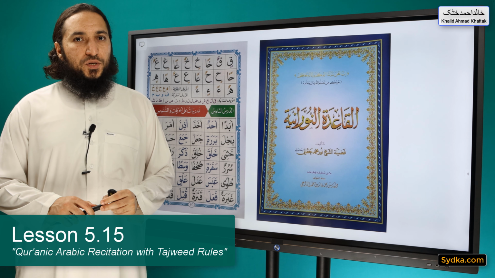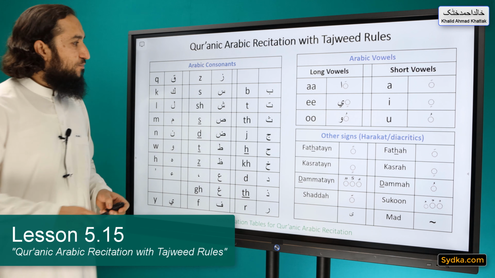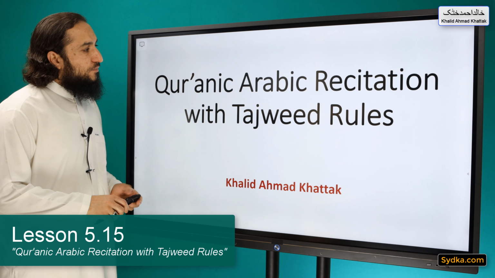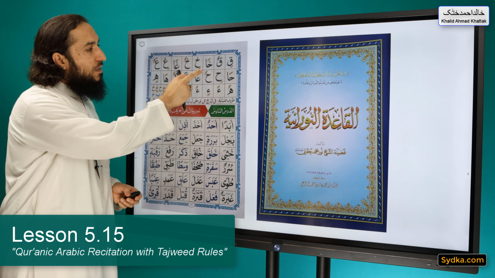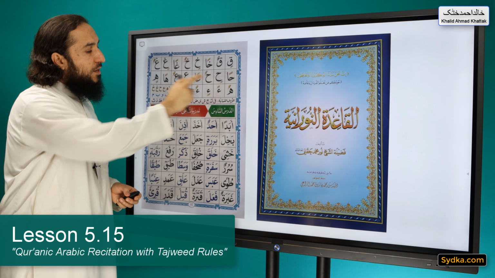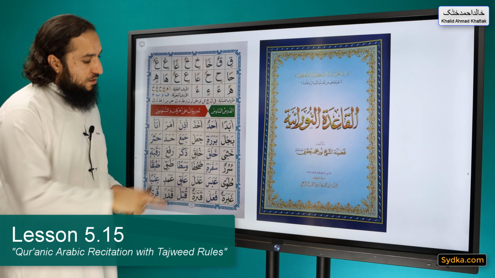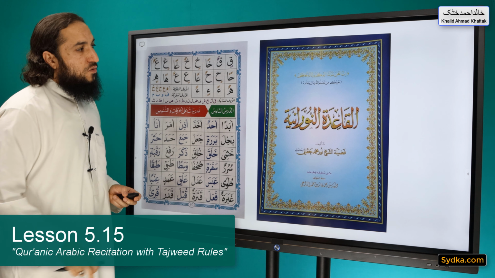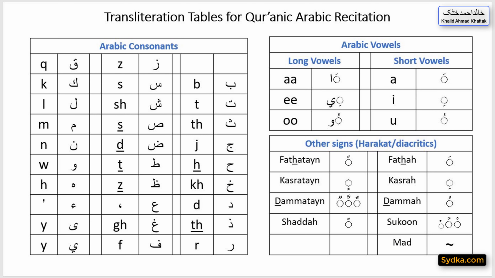Welcome back to another session of Qur'anic Arabic Recitation with Tajweed Rules. In this session, we will be studying the next set of 9 syllables. That's from here to there. And it's page number 12, Al-Qaida Nuraniya. This slide is just a reminder for transliteration purposes.